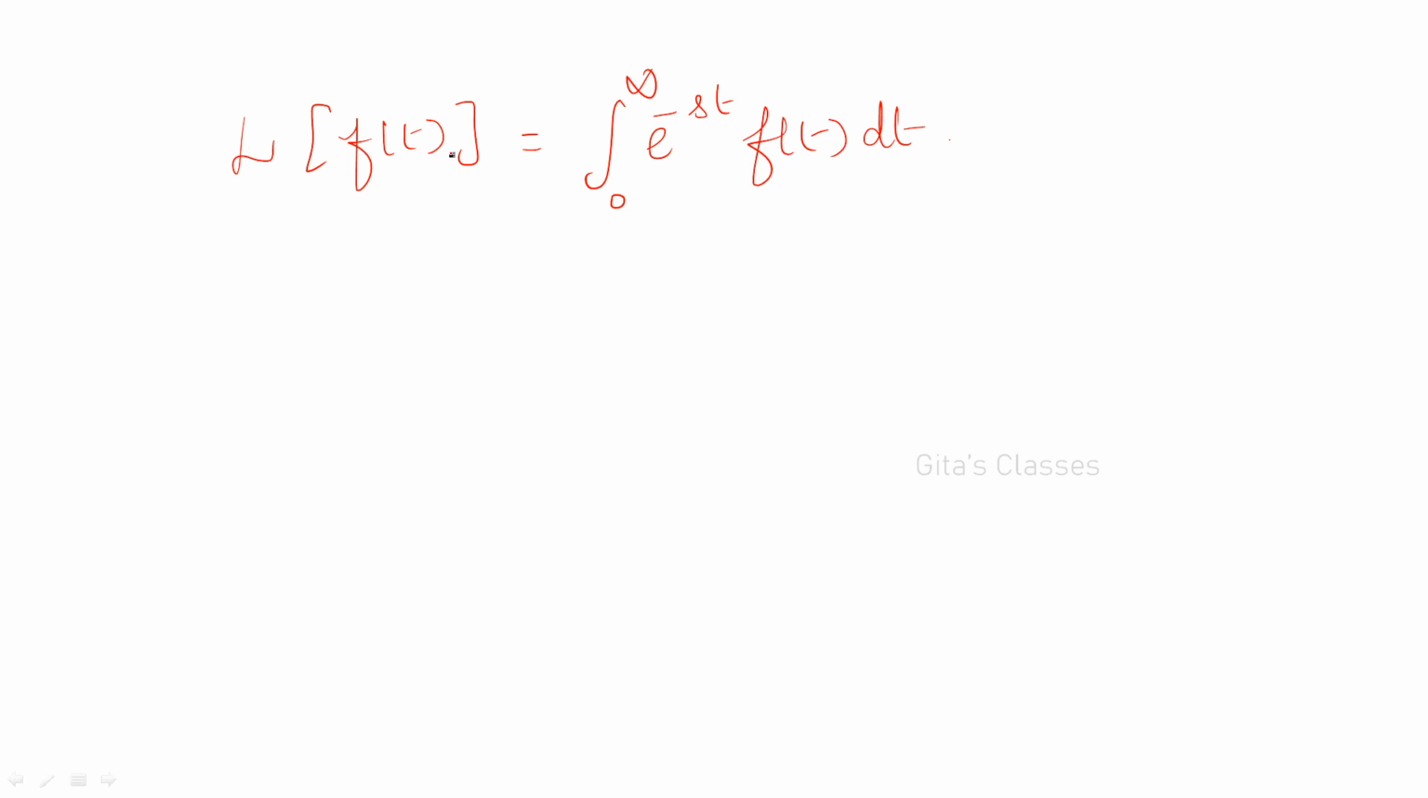Means what? You are multiplying the given function with e power minus st and integrating from 0 to infinity, integrating with respect to t, and you are substituting the values for t, so it will be a function of s. Let us take it as f bar of s. So the resultant of this will be a function of s. Okay, that we denote it by f bar of s.